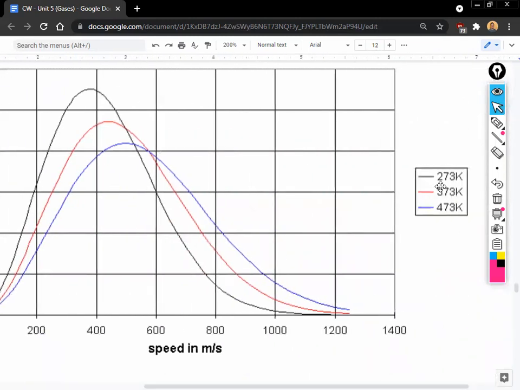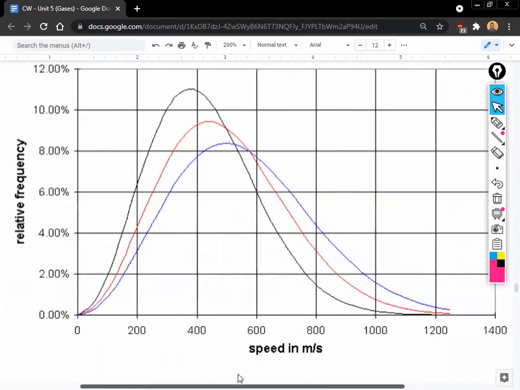If you guys take a look at this, the black line is at 270 degrees Kelvin. The red line is at 373 Kelvin. And the blue line is 473 Kelvin. So basically, those are the temperatures. Okay, and then on the x-axis, we have the speed, how fast the molecules are moving. And then the relative frequency is basically telling us what percentage of the molecules are moving at that speed.